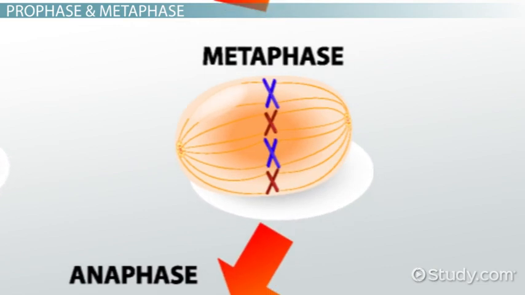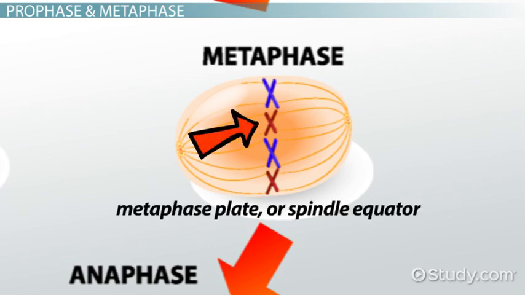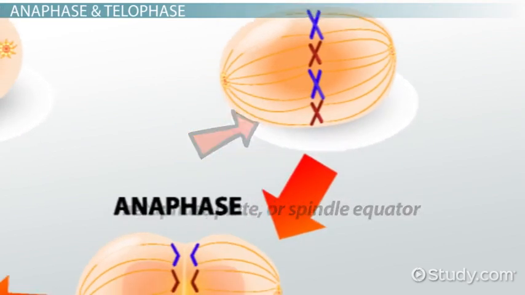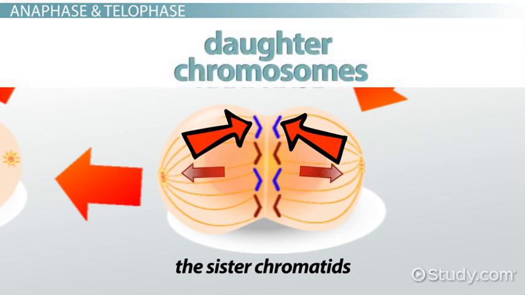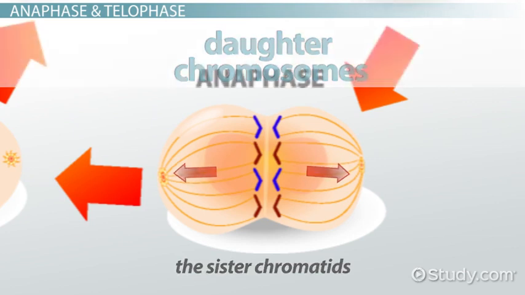During metaphase, all chromosomes are lined up in the center of the cell at the metaphase plate, or spindle equator. During anaphase, sister chromatids detach and are pulled to opposite ends of the cell. The sister chromatids are now called daughter chromosomes. These two identical sets of chromosomes continue to move away from each other.